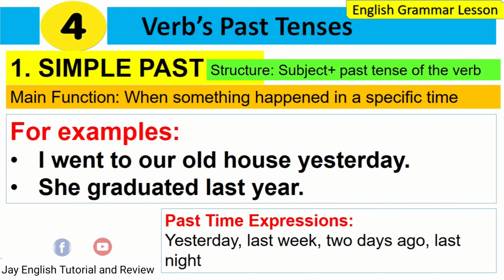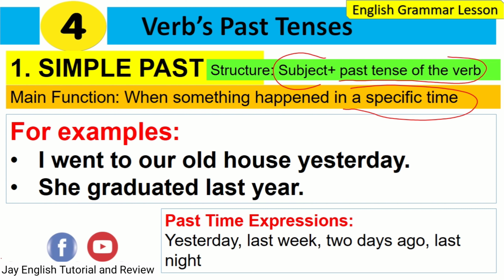Structure. In writing a sentence using a simple past tense, of course, we always begin with a subject and pair it with the past tense of the verb. The main function of the simple past is it is used when something happened in a specific time. It means that an action happened in the past in a specific period of time. For example, I went to our old house yesterday.